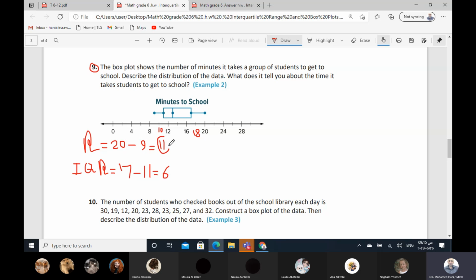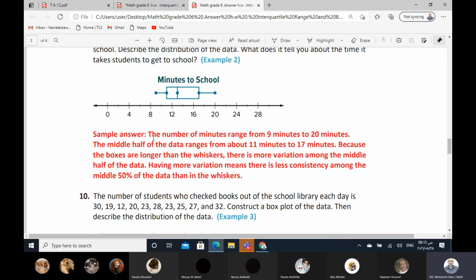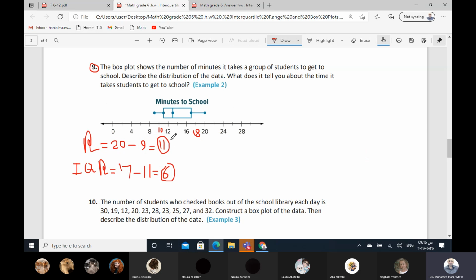Now we can compare between the range and the interquartile range. The range means the whisker, and the interquartile range means the middle half, the box plot. Listen here, please, to the answer. The number of minutes ranges from 9 minutes to 20 minutes. And the middle half of the data ranges from about 11 minutes to 17 minutes. Because the boxes are longer than the whisker, as you see here. Here 11 and here 6.